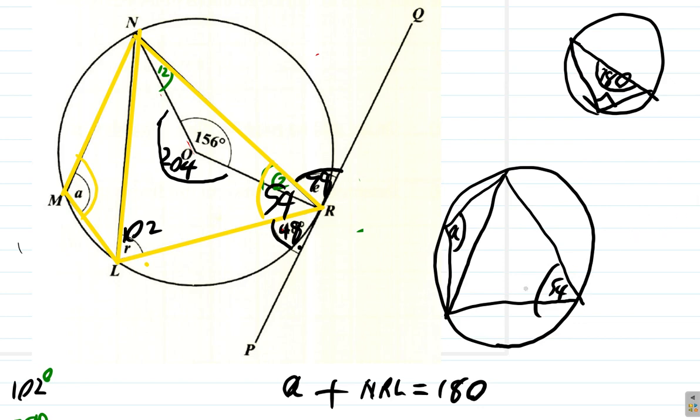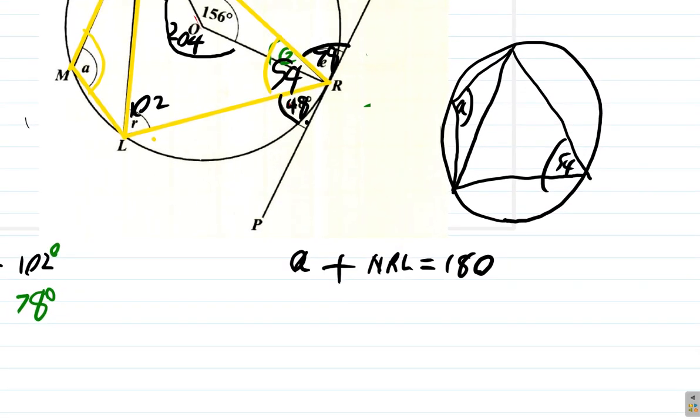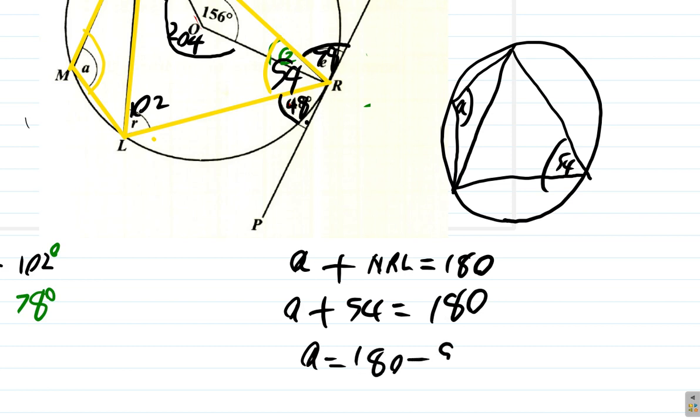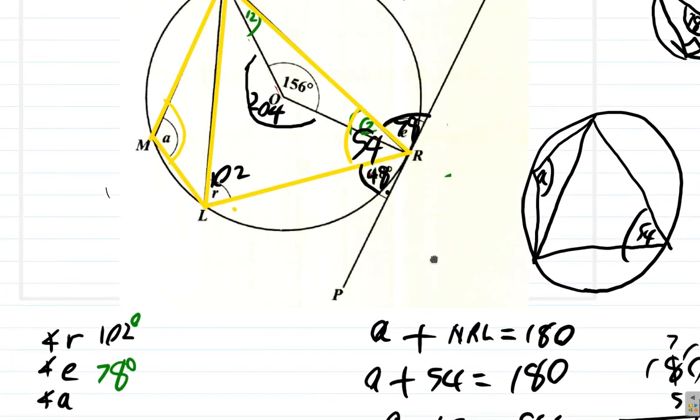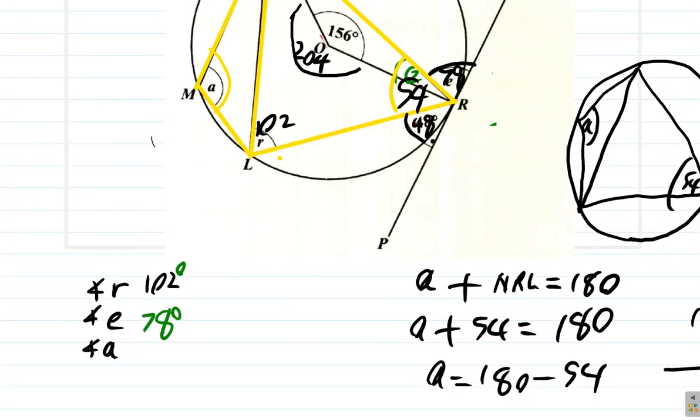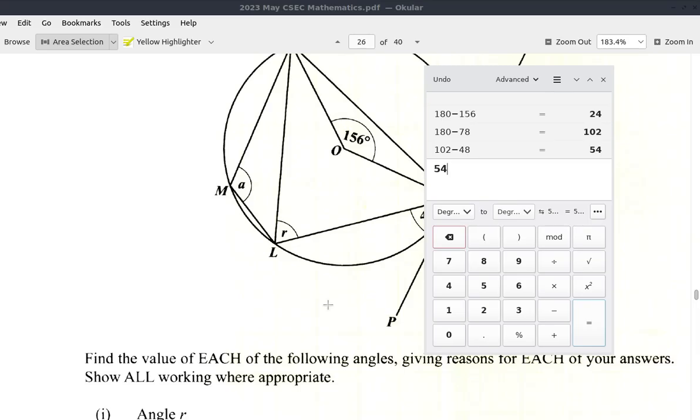What then? What you have here is A plus 54 is equal to 180. So A would be 180 minus 54. 180 minus 54 is what? Borrow 1 from 8 to get 7. 10 minus 4 is 6, 7 minus 5 is 2, and then 1. So A would be 126. So A is 126 degrees. Alright? So that's what we have there.